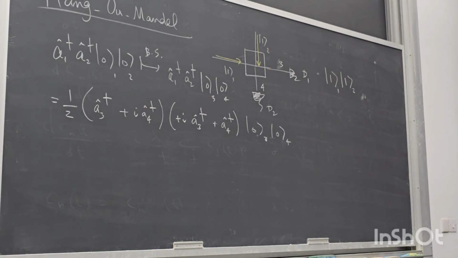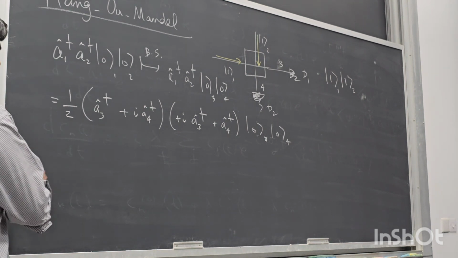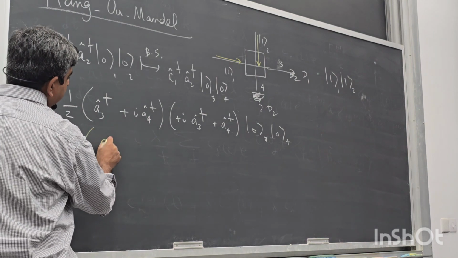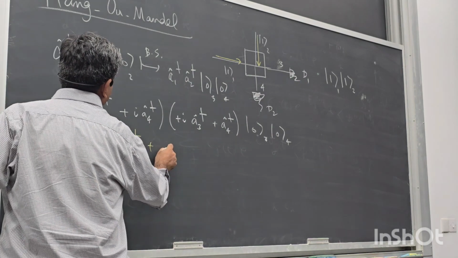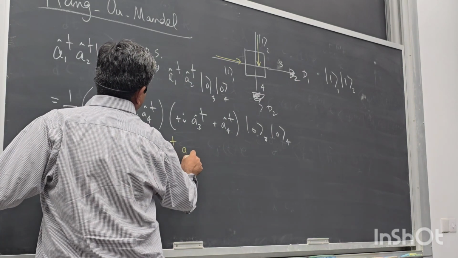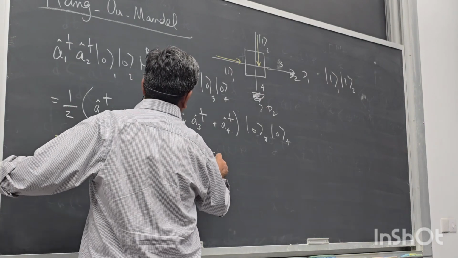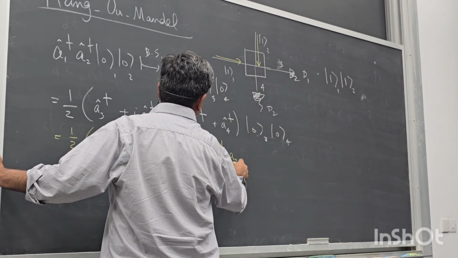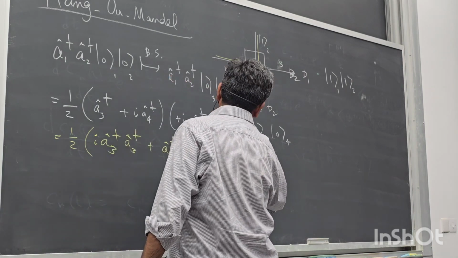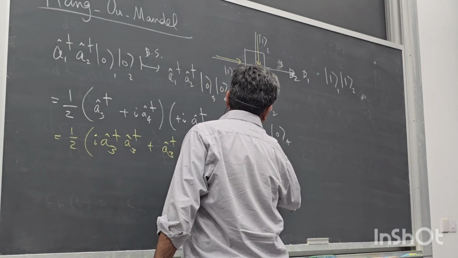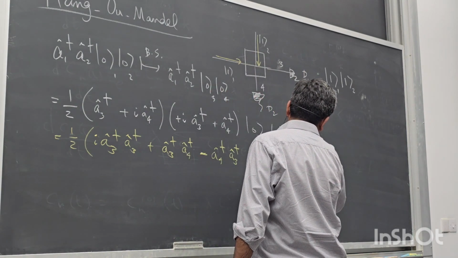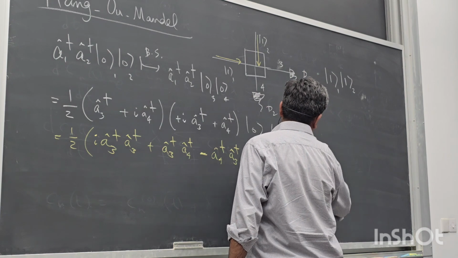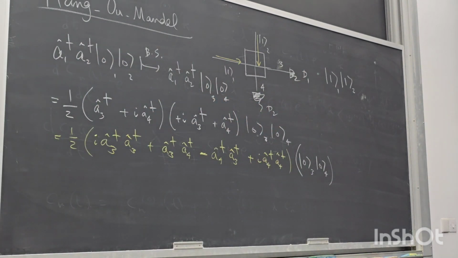Got it? So now let's complete this. Let's first expand iota A3 dagger plus A3 dagger A4 dagger minus A4 dagger A3 dagger plus iota A4 dagger A4 dagger. All of this is acting on ket 0 3, ket 0 4. Correct? We just expanded the operation of the ladder operators.